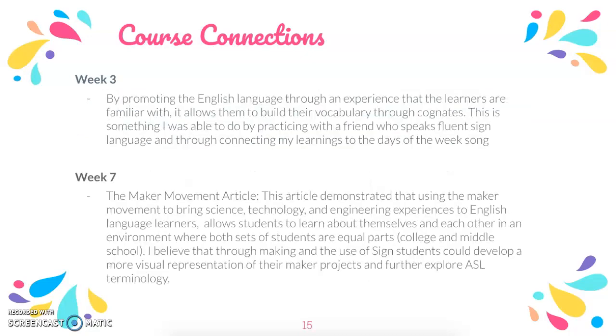By promoting the English language through an experience that the learners are familiar with, it allows them to build their vocabulary through cognates. This is something I was able to do by practicing with a friend who speaks fluent sign language and through connecting my learnings to the Days of the Week song. The Maker Movement article demonstrated that using the Maker Movement to bring science, technology, and engineering experiences to English language learners allows students to learn about themselves and each other in an environment where both sets of students are equal parts. I believe that through making and the use of sign, students could develop a more visual representation of their maker projects and further explore ASL terminology.